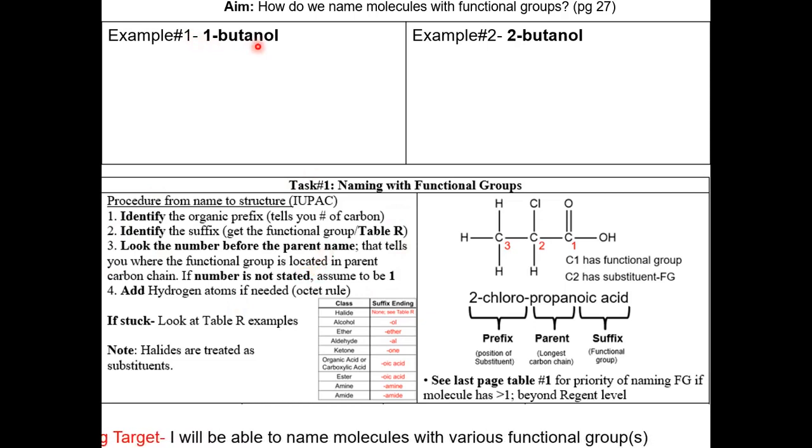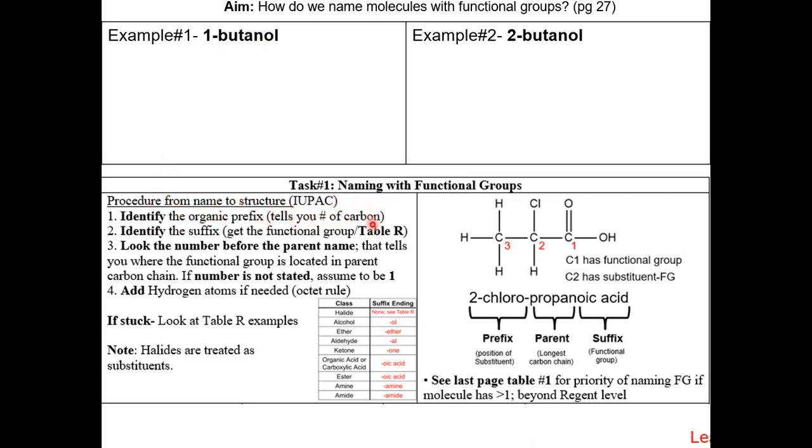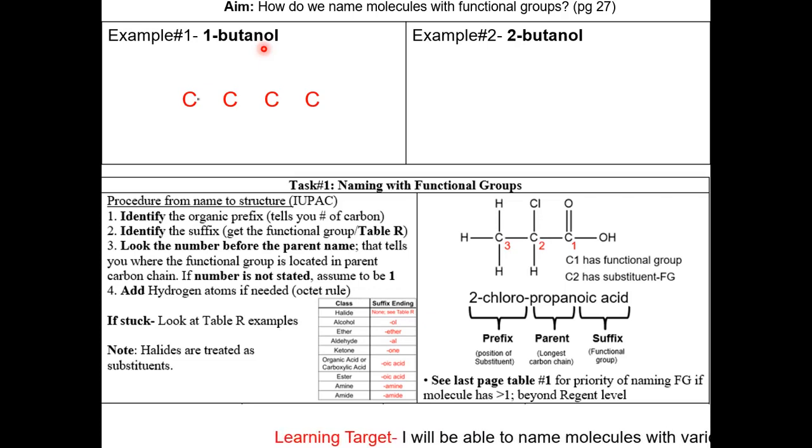We're given the chemical name; draw the structural formula. Step 1, identify the organic prefix. That'll tell you the number of carbons. The prefix is "but." According to Table P, it means the parent chain is 4 carbons long. And since there's "ane," these are all carbon-carbon single bonds. In step 2, identify the suffix to get the functional group and the class of organic compound. The suffix is "ol." By looking at Table R, the class of organic compound is alcohol.